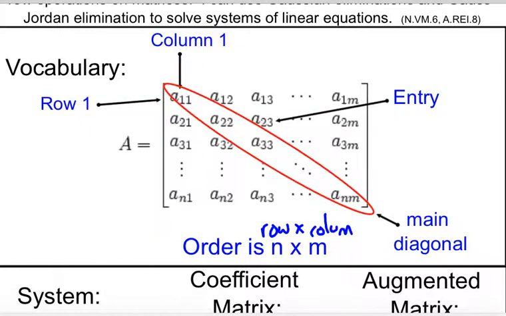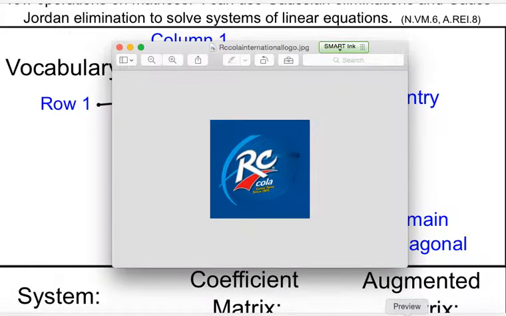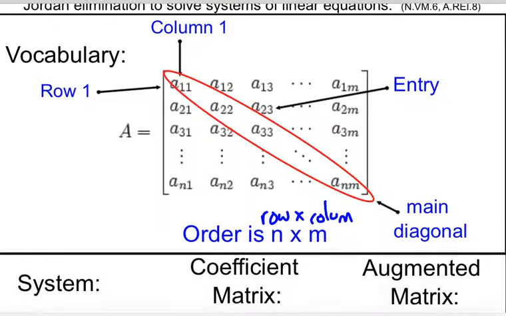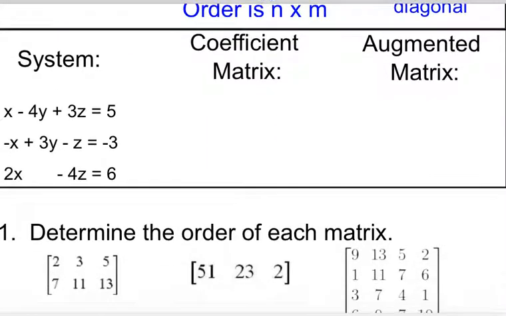columns. And the way you can remember that is because the corporate sponsor of matrices is RC Cola. Okay, so matrices are brought to you by RC Cola, rows and columns, cola. I know you always wondered what that meant.